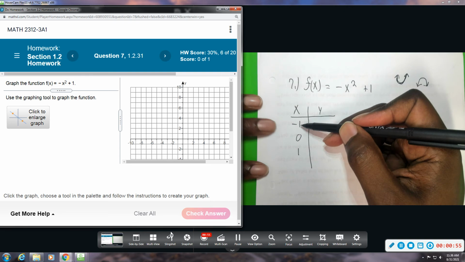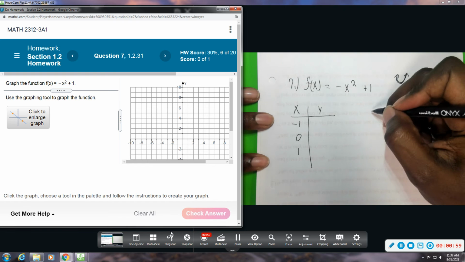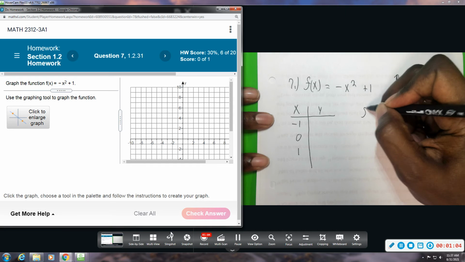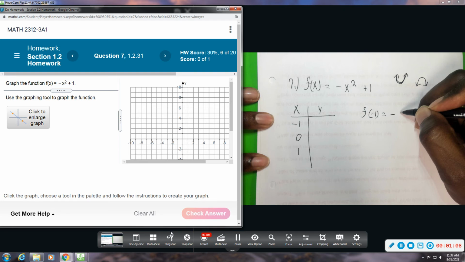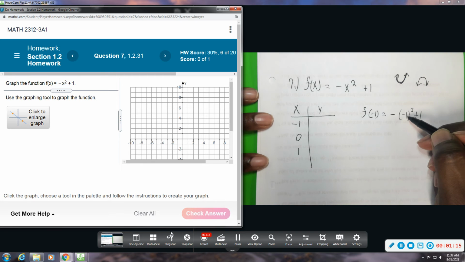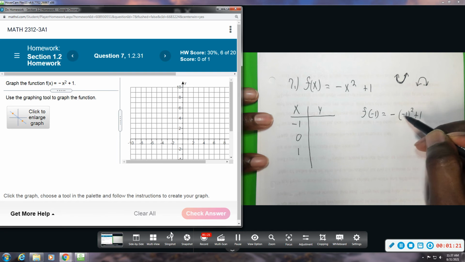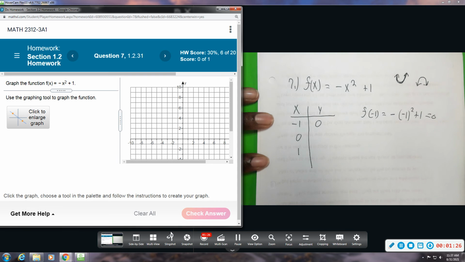What we're going to do is plug these numbers into x one at a time and then solve. And then once we get those 3 ordered pairs, we will plot the graph. So I'm going to do f of -1, which is a negative, parentheses, -1 squared plus 1. So when you square the -1, it becomes positive, but then it changed back negative because of this. So -1 plus 1 will give us 0. So the first y value is 0.